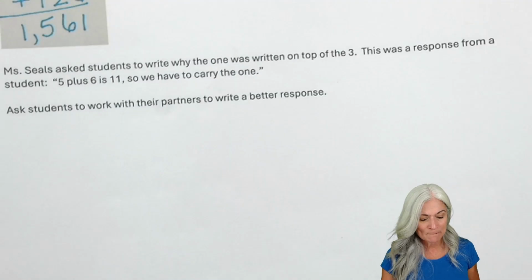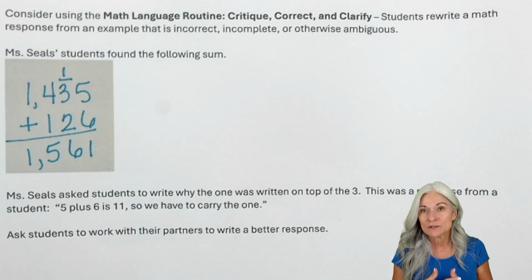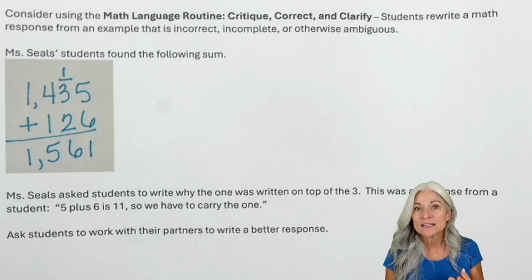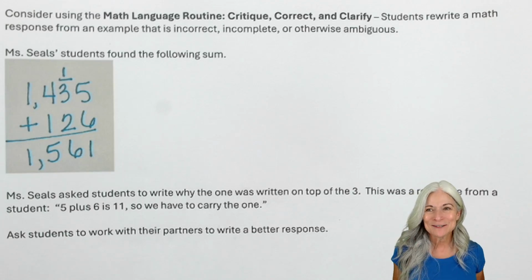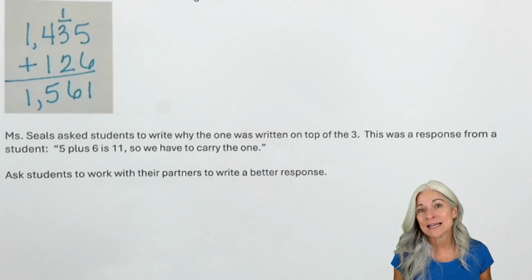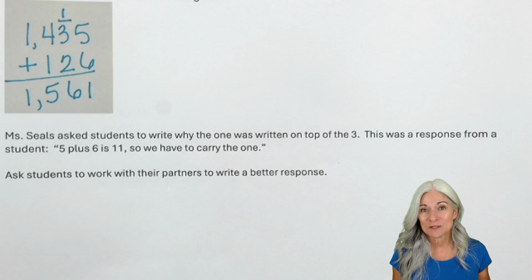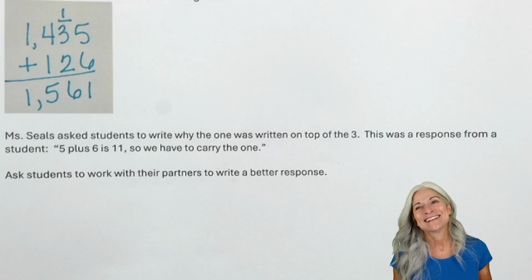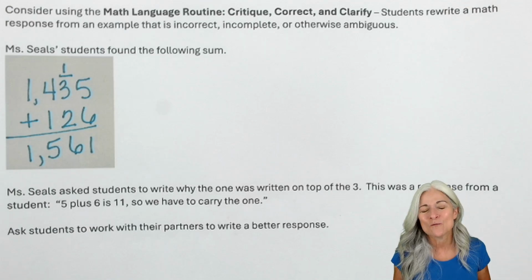I have a little problem that you might could use. I mentioned in the last lesson that there is a math language routine called critique, correct, and clarify. Students rewrite a response from an example that's incorrect, incomplete, or otherwise ambiguous. So Mrs. Seals, one of my favorite math teachers, found this following sum. Ms. Seals asked students to write why the 1 was written on top of the 3. This was a response from a student: 5 plus 6 is 11, so we have to carry the 1. Now this again is an ambiguous response. What does carry the 1 mean?